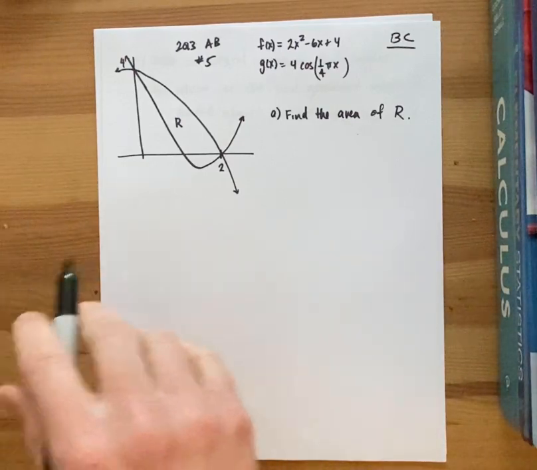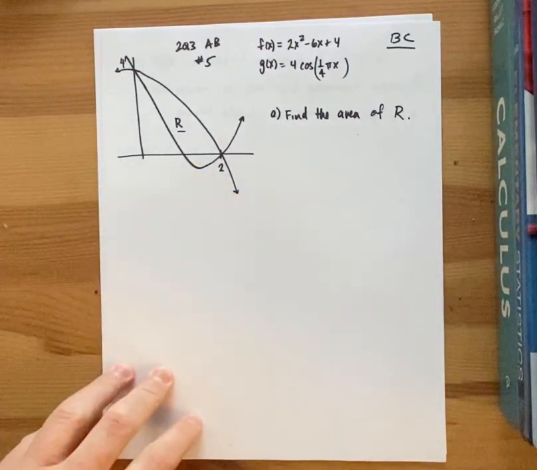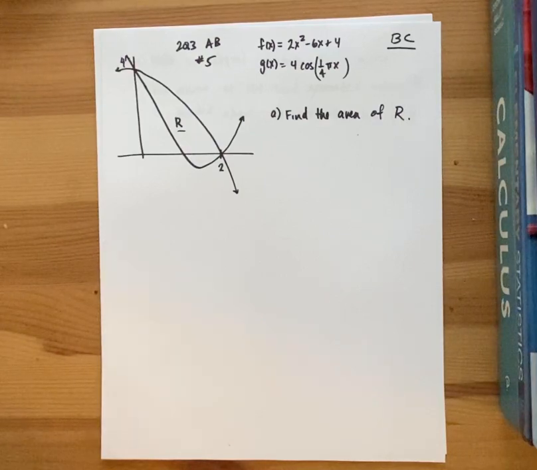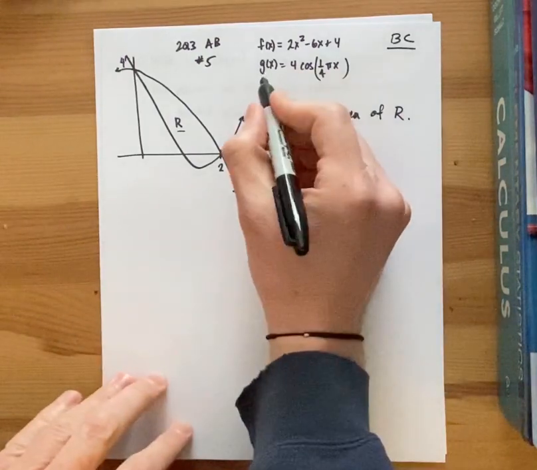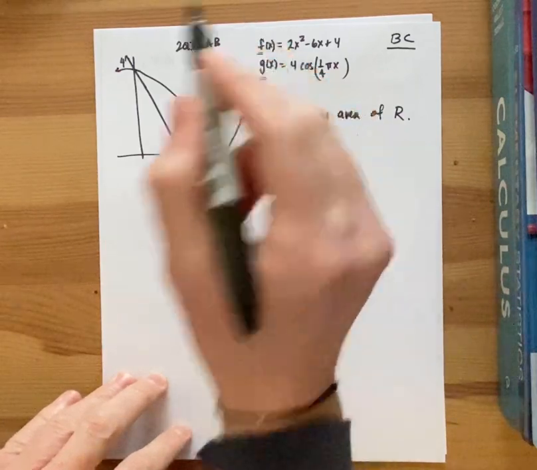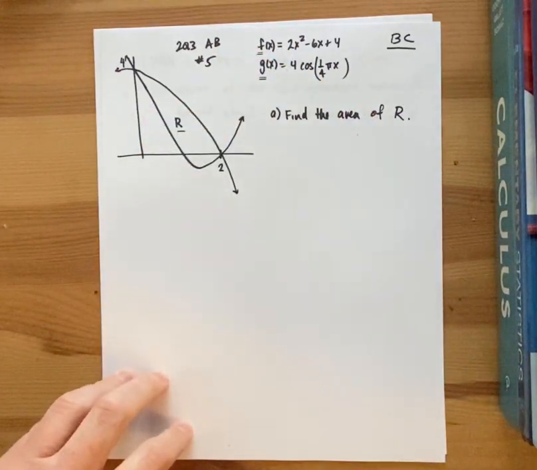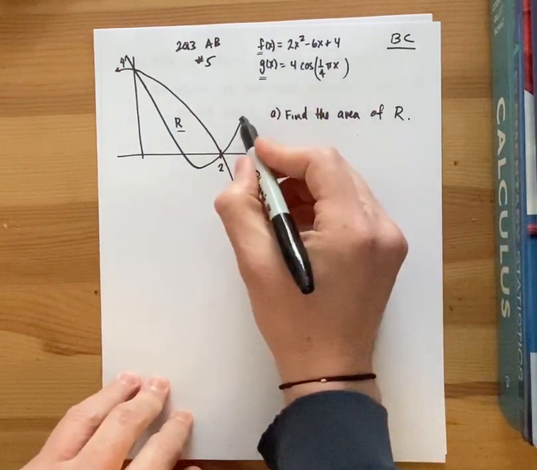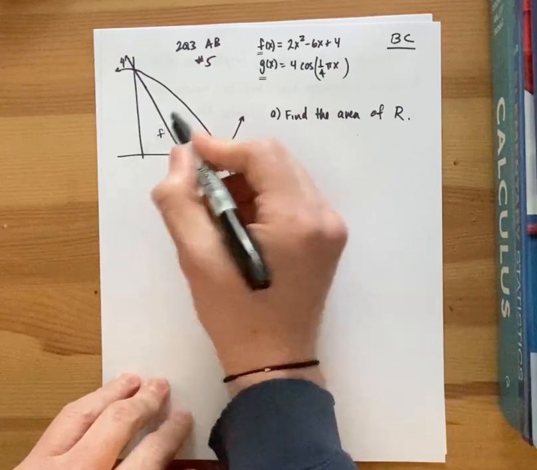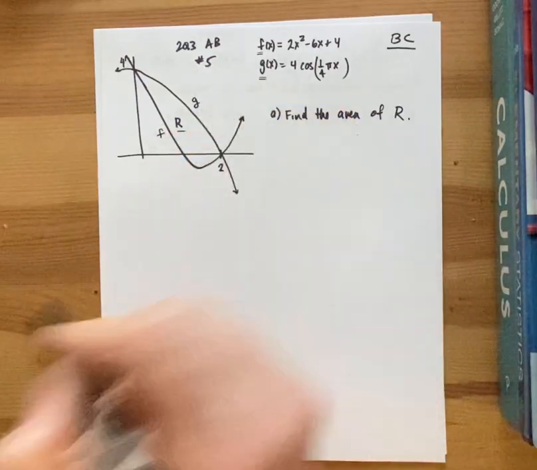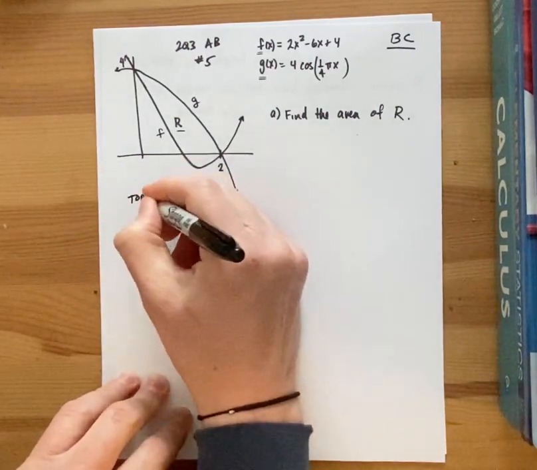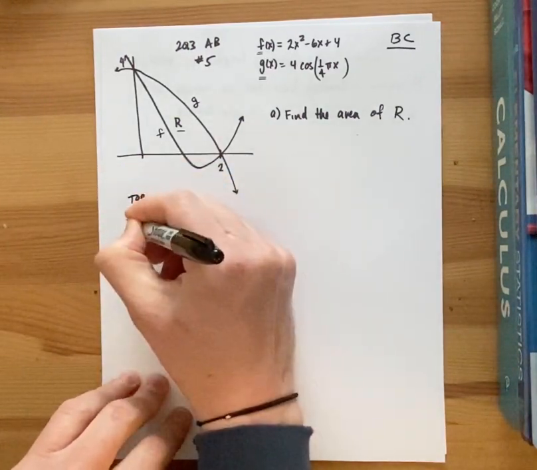You're given these two functions. The region R is bounded by both functions, and first part, they just want you to find the area of that region. Now, you have to be able to tell which is the top function and which is the bottom function. So here, if you think about it, the parabola should be facing up. So this is going to be our F function, and this is going to be our G function. So you could see the top function is G of X, bottom is F of X.